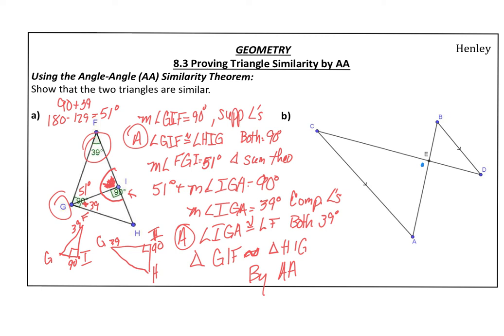The first thing we can look at is that triangle CEA, which is right here, and angle DEB right here, these two are congruent angles. We know this because they are vertical angles. So let's go ahead and state that. Angle CEA is congruent to angle DEB because they're vertical angles.